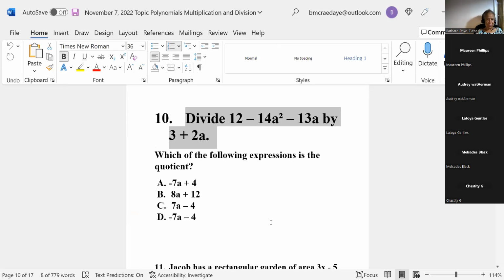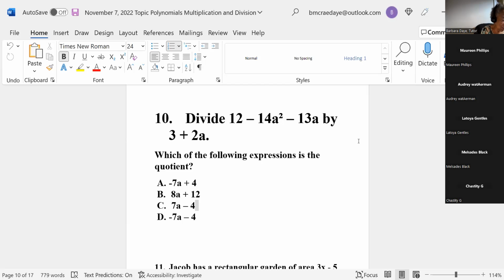I divided the 12 minus, I divided by 3 plus 2A. Okay, this gives us a good chance to go to our division, because we want to do division on some of our work.